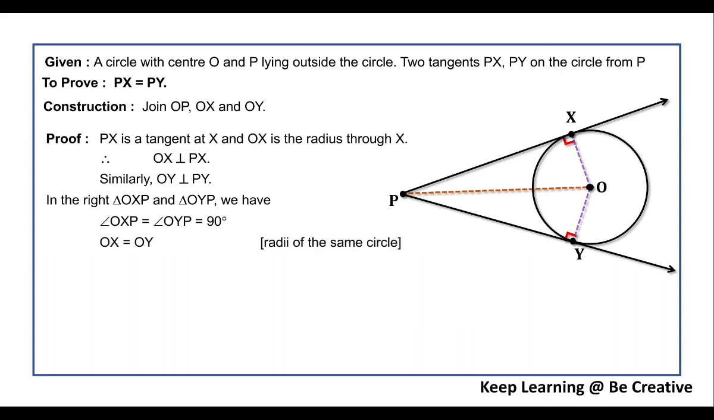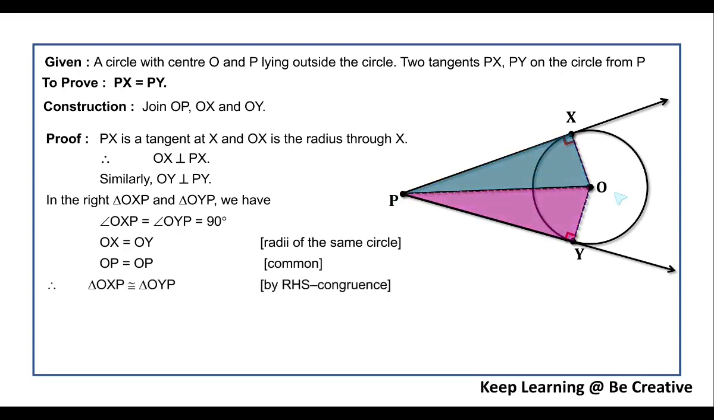Now, next is OX is equal to OY. Why? Because they are the radii of the same circle. Next, we have OP is equal to OP, which is common in these two triangles. So we can very clearly say that these two triangles, OYP and OXP, are congruent by right angle hypotenuse side. See, we used a right angle, then we used the OP, which is the hypotenuse, and another side OX equal to OY.